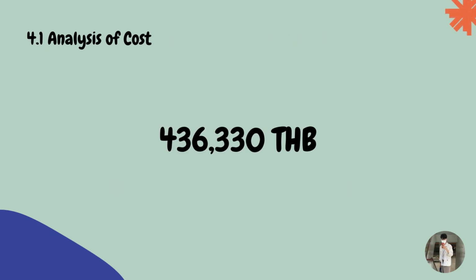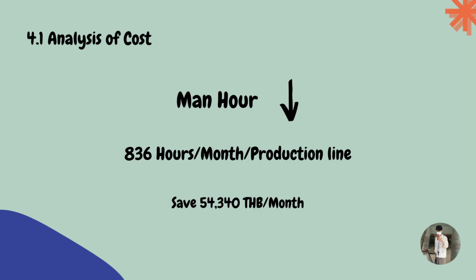For the second part, the analysis of cost, for this experiment, we used 400,000 baht to improve the work process. And from we can combine station 1 and station 2 together, that makes we can reduce the man hours about 800 hours per month per production line. So we can save about 54 baht per month.